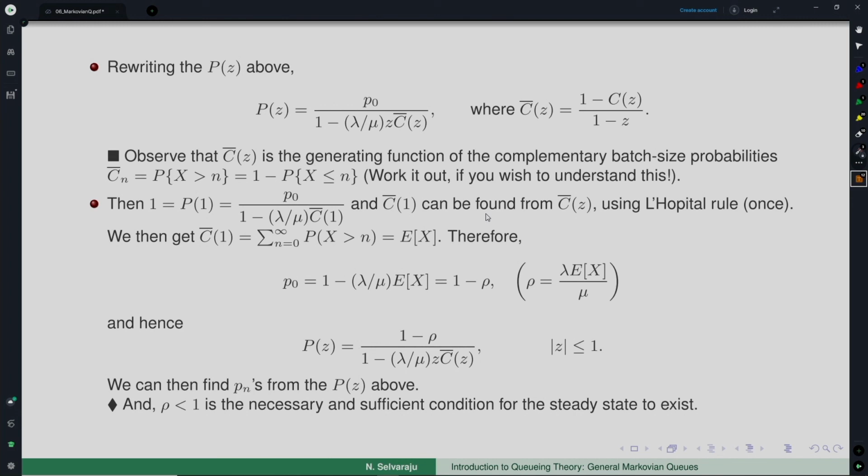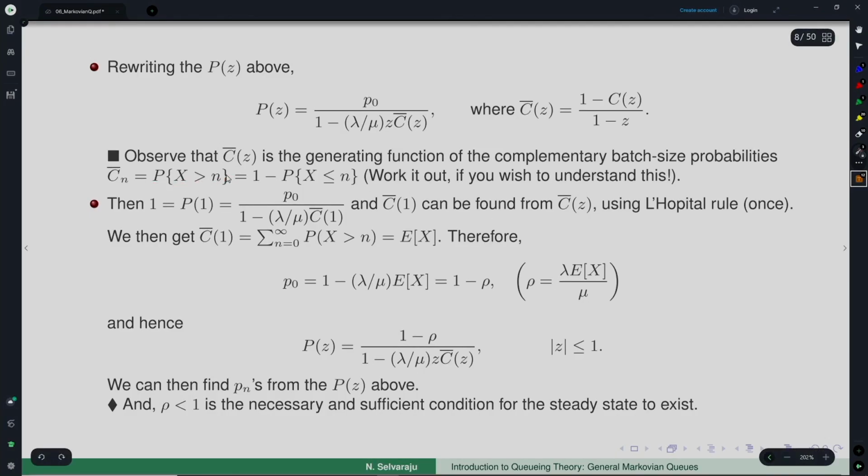The complementary CCDF itself plays a critical role in many different applications. Say, for example, in reliability theory, where you look for survival of some instrument or machine beyond a certain time point. So, you are looking at the probability of X greater than n, or in actuarial science, where you look at survival probabilities.